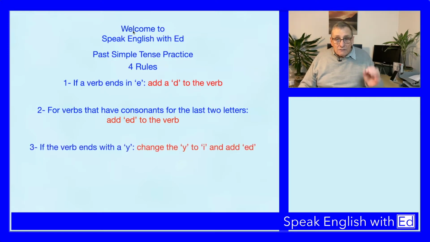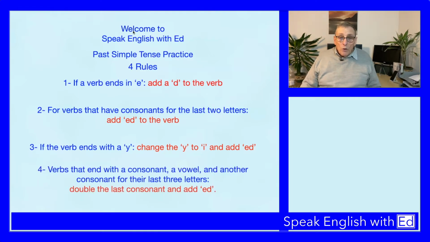Okay, so that's going great so far. But the third rule gets a little bit more complicated, because there's an extra step in there. The third rule is if the verb ends in a Y, then you must change that Y into an I and add ed. You've got to change that last letter, Y, into an I and then add ed.